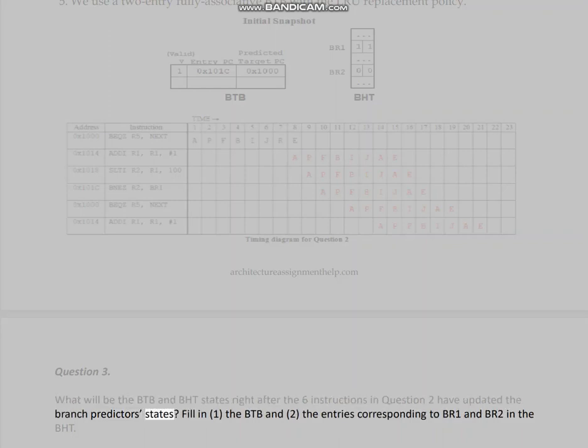Question 3. What will be the BTB and BHT states right after the 6 instructions in question 2 have updated the branch predictor's states? Fill in 1. The BTB and 2. The entries corresponding to BR1 and BR2 in the BHT.